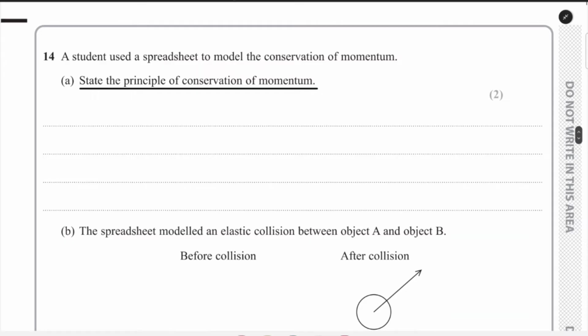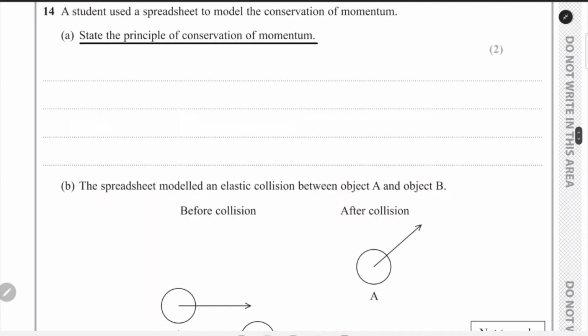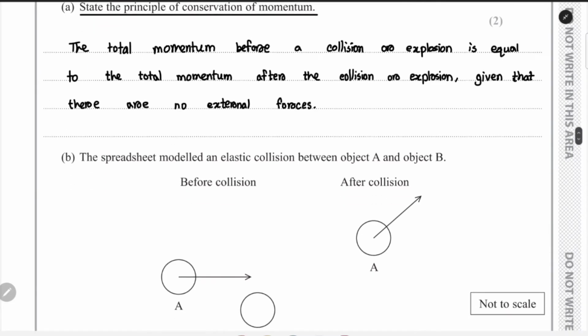For example, if a car was moving along a rough surface, it will lose its speed if it did not have an engine on. It will automatically come to rest simply due to the fact that friction is over here. Friction is an external force. So we have to state that there cannot be any external forces in this case. So this is how we write down our answer. The total momentum before a collision or explosion is equal to the total momentum after the collision or explosion, given that there are no external forces.